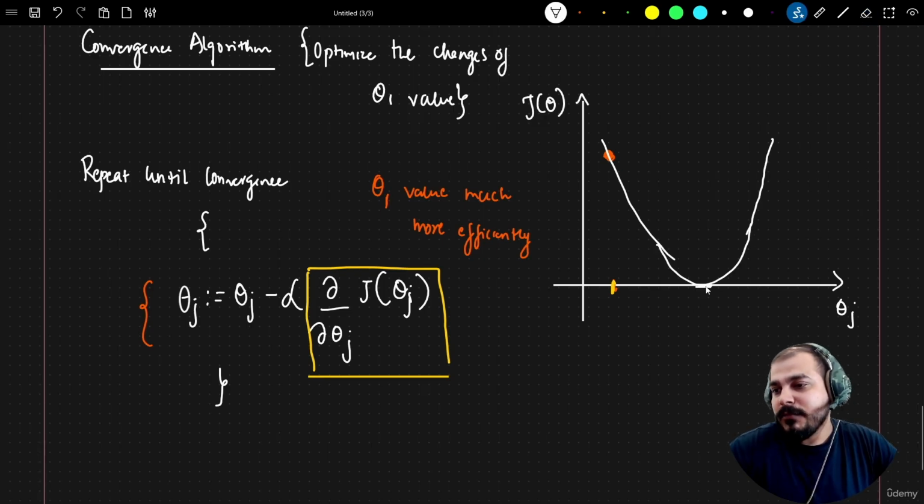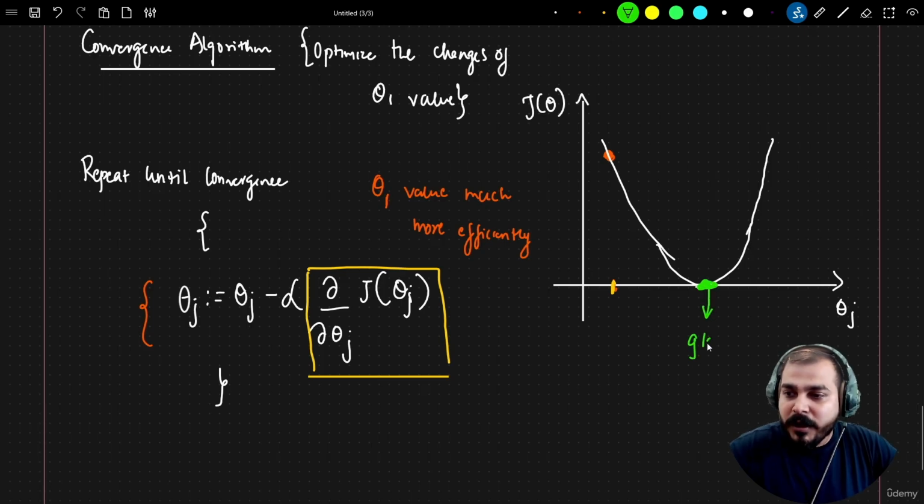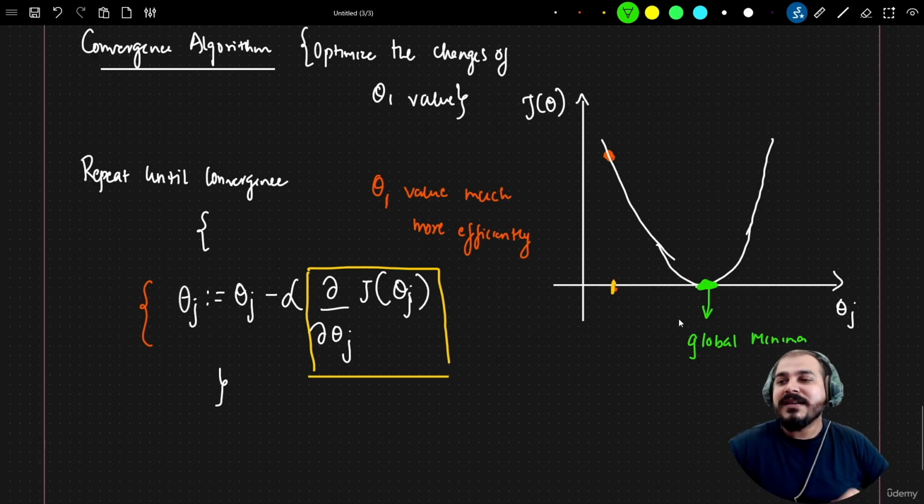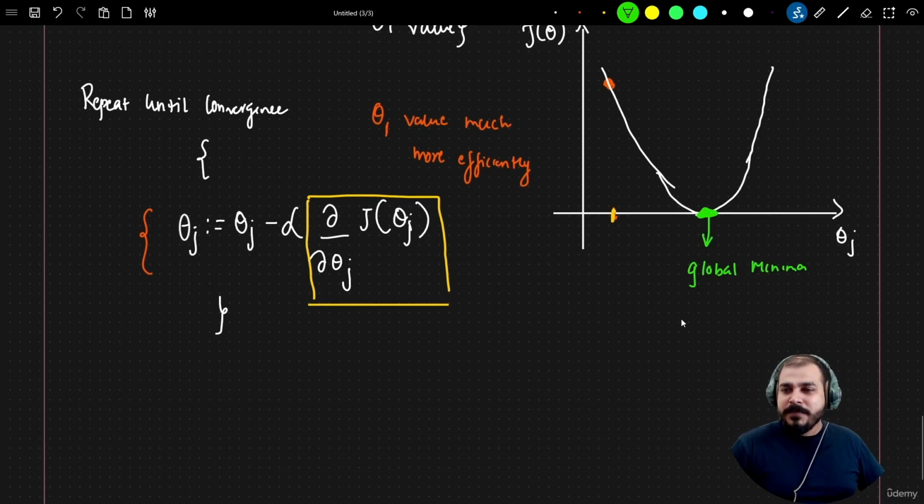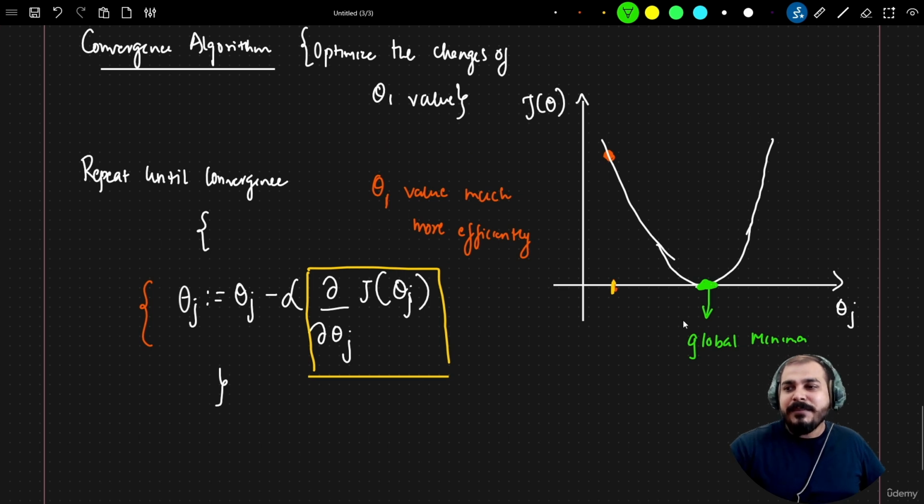Our main aim is to come to this point. This point is basically my global minima or near to this point. Recall, if I come to this point, which is my global minima, then we are basically getting our best fit line. Now, initially my theta value got initialized at this particular point.